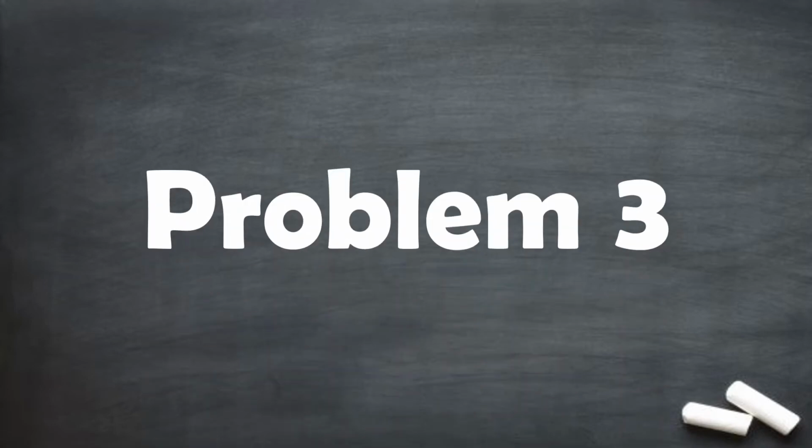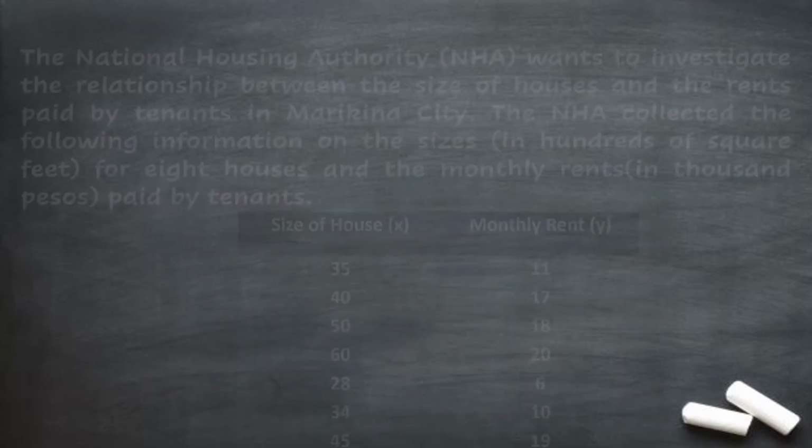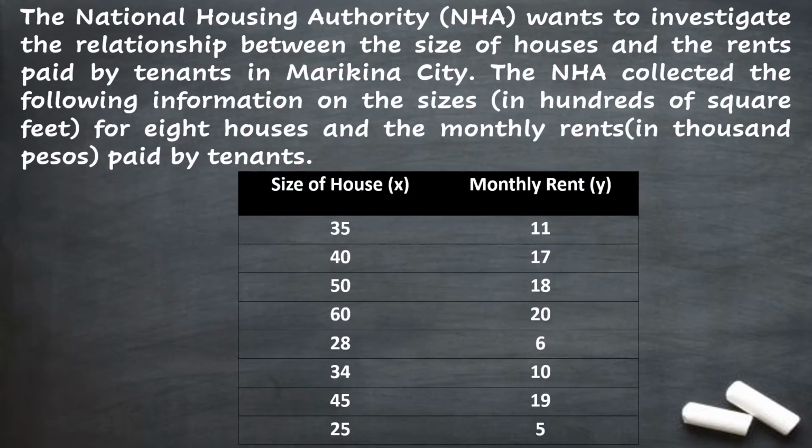Problem number 3. The National Housing Authority, or NHA, wants to investigate the relationship between the size of houses and the rents paid by tenants in Marikina City. The NHA collected the following information on the sizes in hundreds of square feet for 8 houses and the monthly rents in 1,000 pesos paid by tenants.